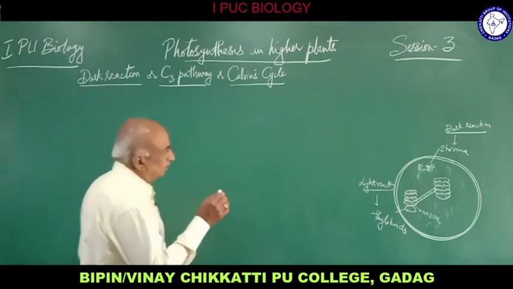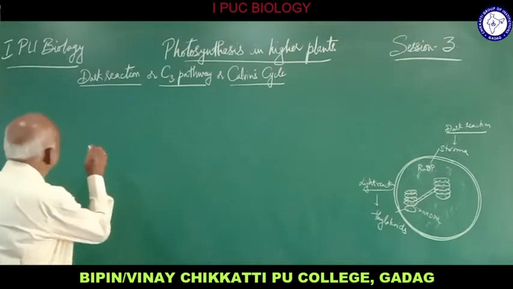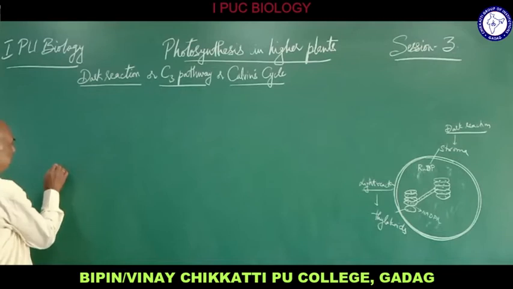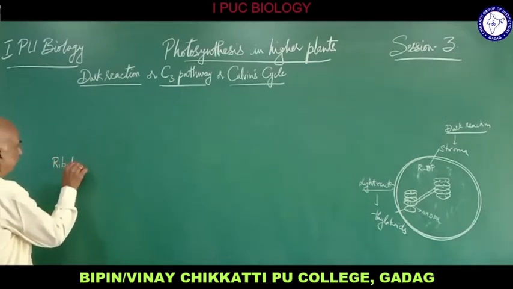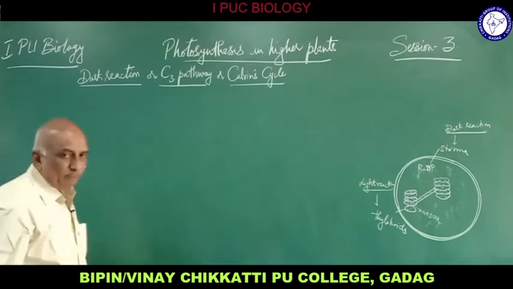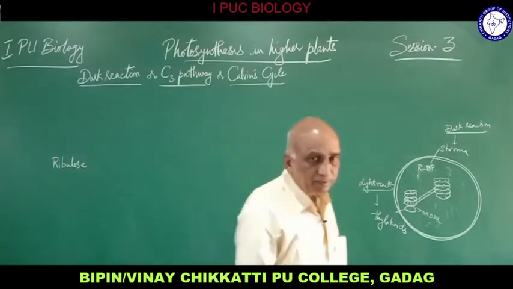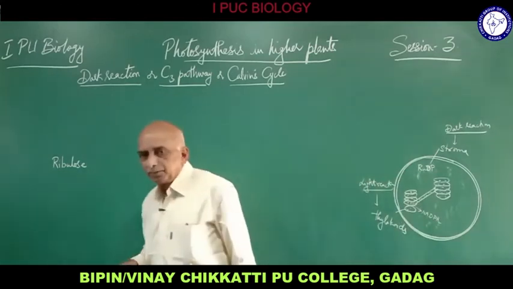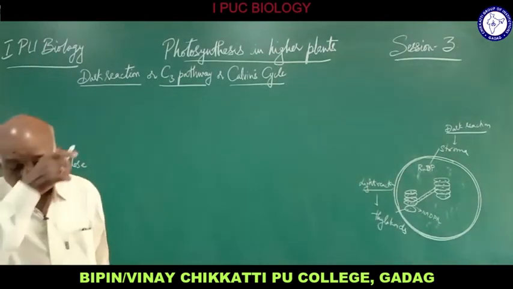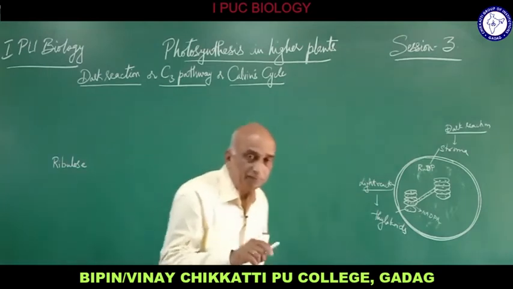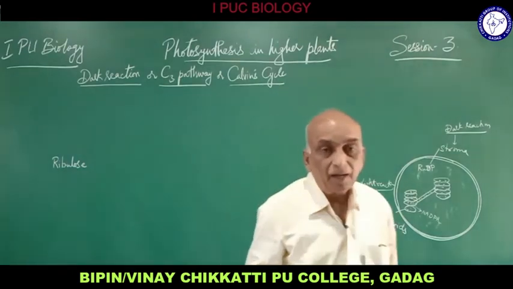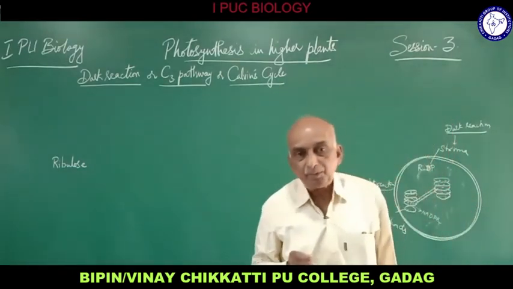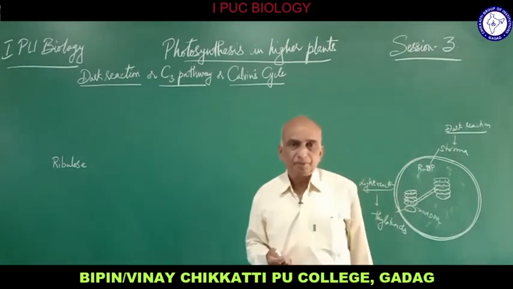This ribulose is a pentose sugar, a 5-carbon sugar, a ketose sugar. Now this ribulose 5-carbon sugar combines with the 1-phosphate to form RUMP, ribulose monophosphate.